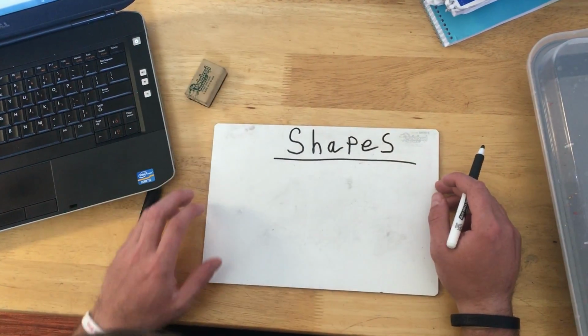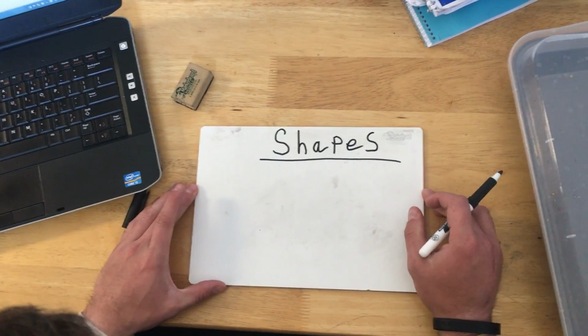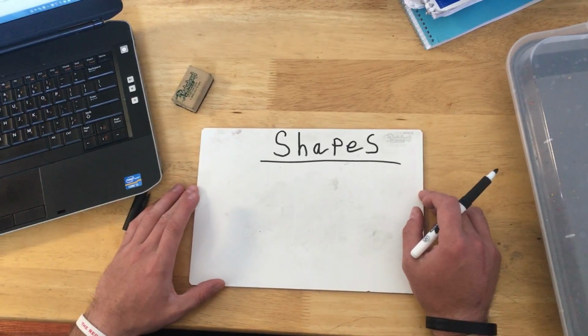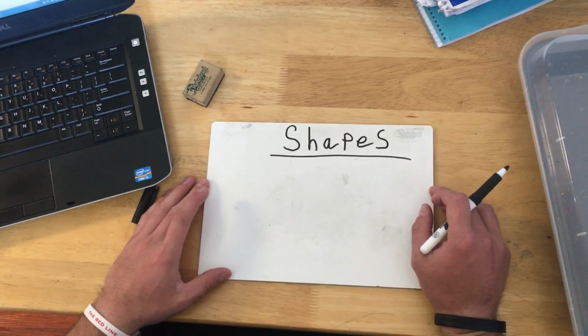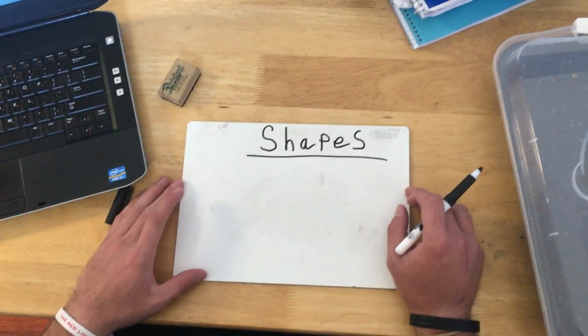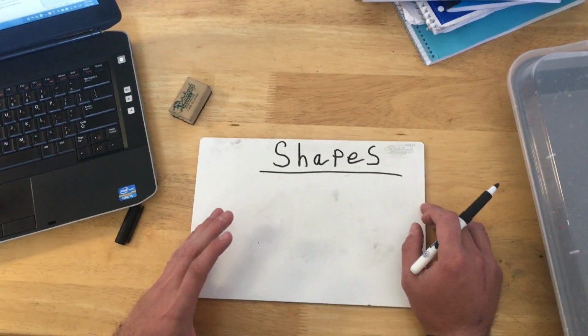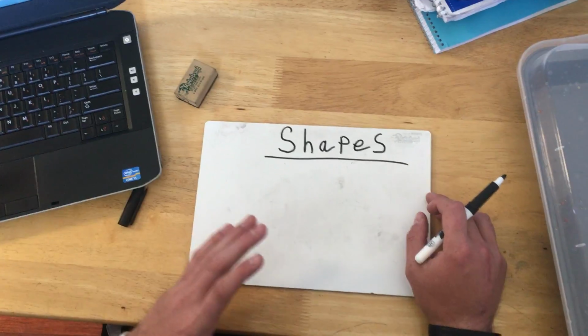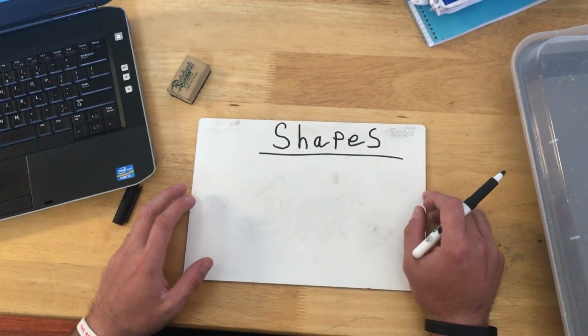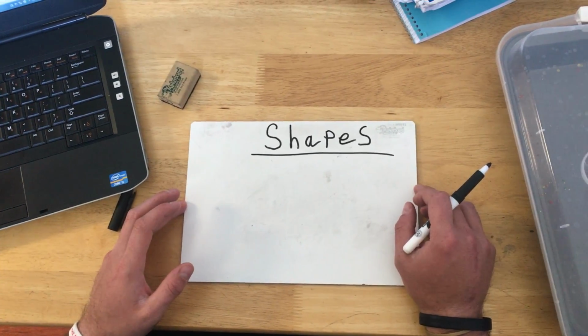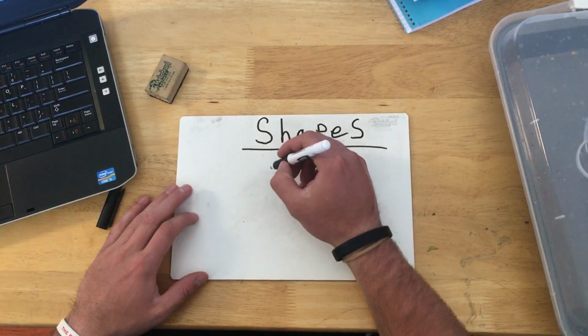Today, in our second and third grade class, we're going to talk about shapes. Prior to this, students should have a pretty good base knowledge on what a shape is, such as a square, a rectangle, a triangle, and the big one we're going to talk about today is a rhombus. And so we're going to start out first with our square.